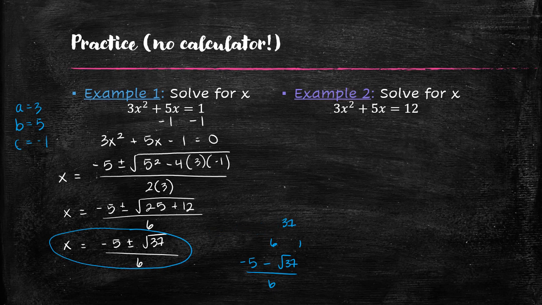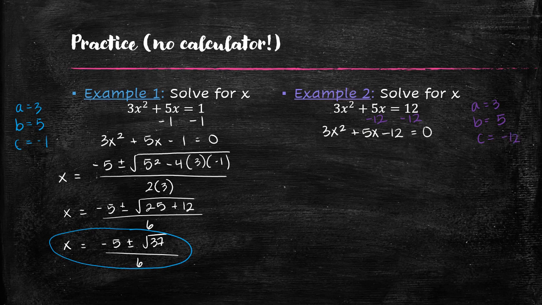So let's look at the next example. This time we have, oh, it's very similar. 3x squared plus 5x is equal to 12. So almost identical first step. I'm going to subtract 12 from both sides. So we'll have 3x squared plus 5x minus 12 is equal to 0. So we're going to have the same a, 3, same b, but now our c is negative 12.